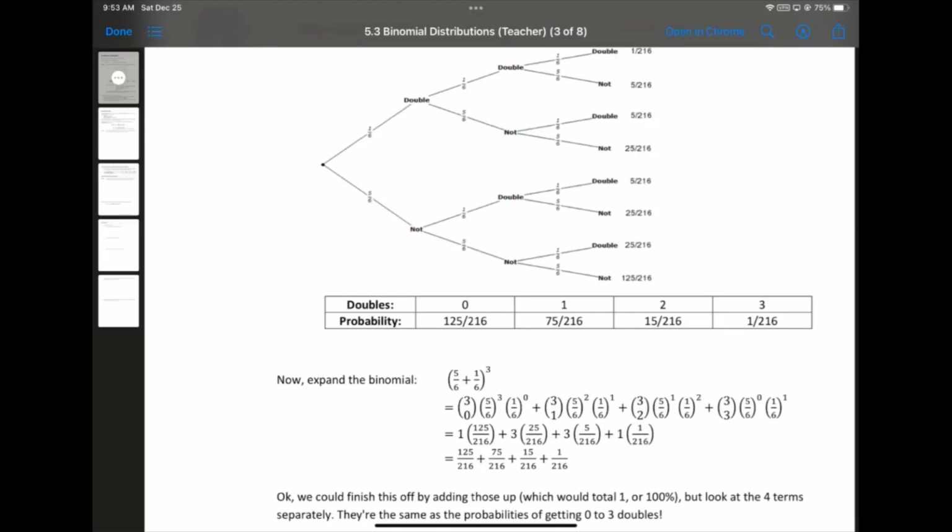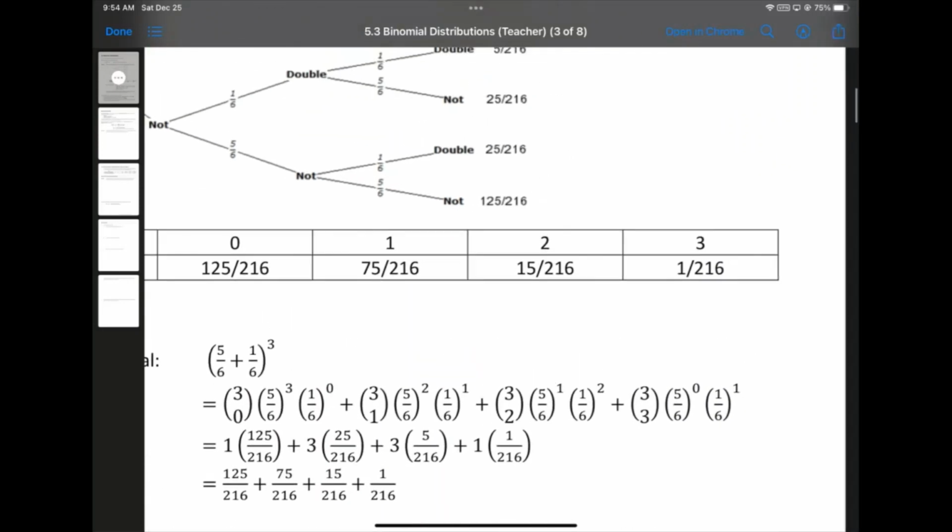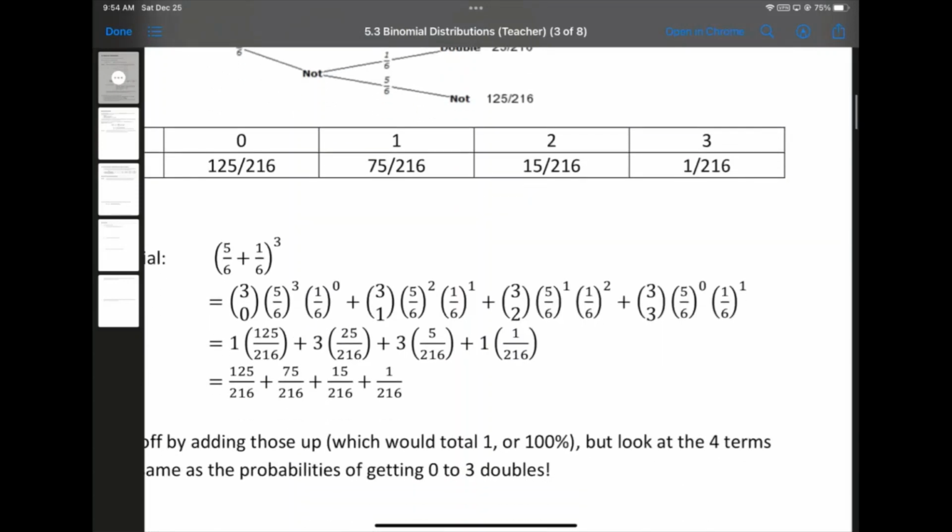But rather than do that, I'm just going to focus on the fact that the numbers there are 125 over 216, 75 over 216, 15 over 216, and 1 over 216. Now, looking up at the probabilities I got when I did my tree diagram, they're exactly the same numbers. And we want to abuse that fact to do probabilities when we have a binomial that we have to expand. So this is where binomial distributions meet the binomial theorem.